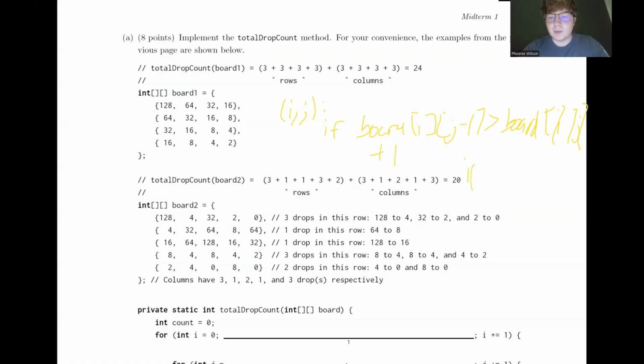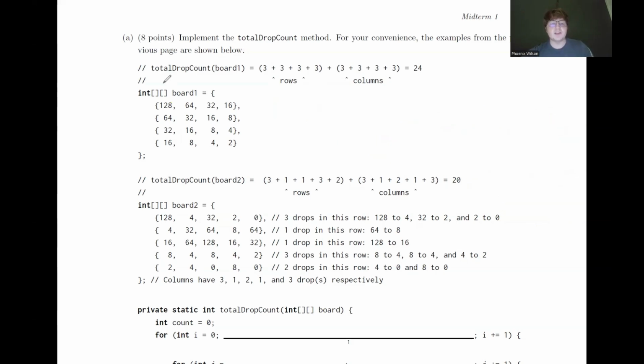Similarly, if the thing above me, board of i, j, or I guess i minus 1, j in this case, that's the guy above me, same column, if that's ever greater than me, apologize for the poor handwriting here. If that's ever greater than me, I'll add a +1 because that corresponds to a column-wise drop count. And so if we do this procedure for each entry i, j in our board, we're going to compute the right answer, right? Because all we're doing is we're just combining those two steps together.